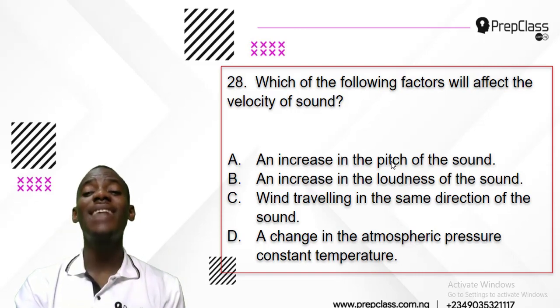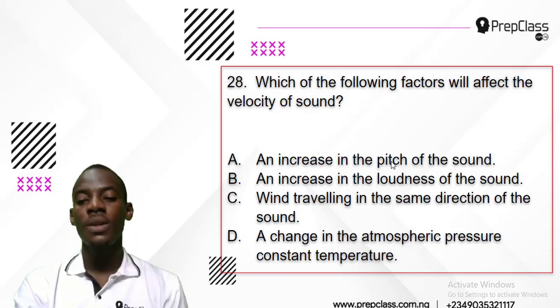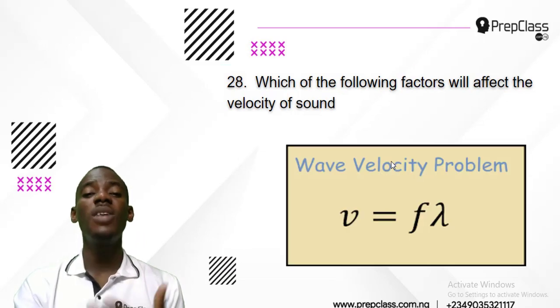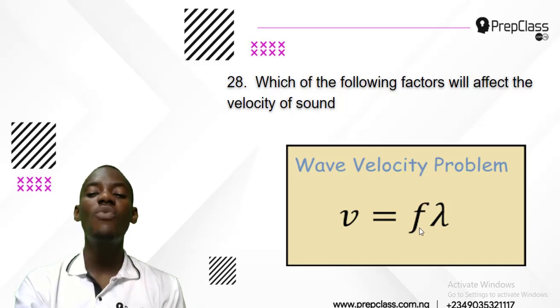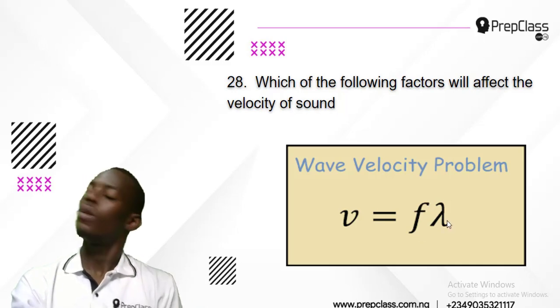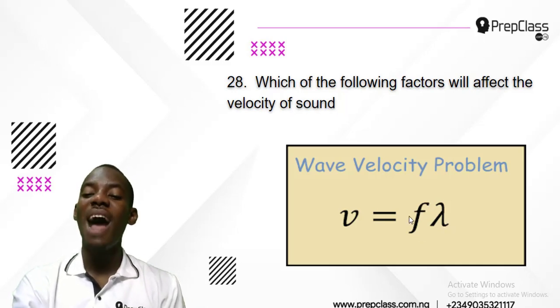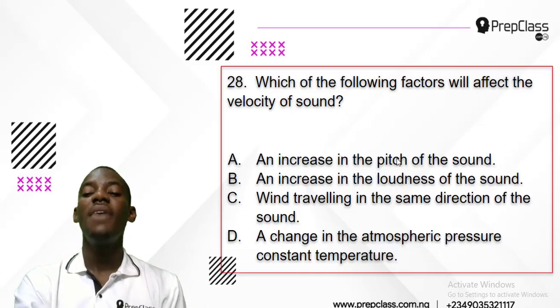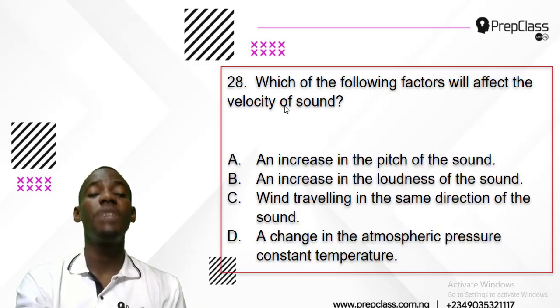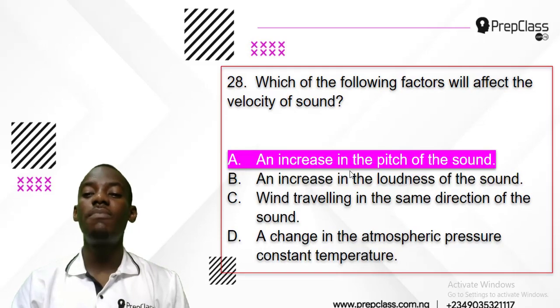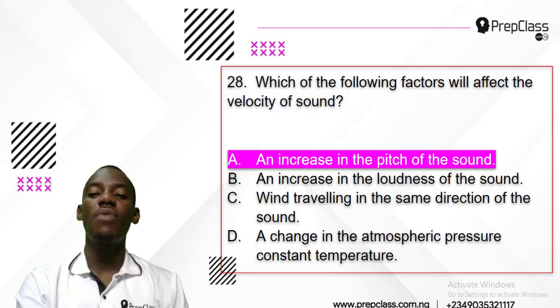Pitch is the answer to that question, because from this formula, we saw that the speed of sound is affected by frequency and wavelength, and frequency affects pitch. That's why pitch will therefore affect the speed of sound, and that is the answer for number 28. An increase in the pitch of sound is affected by the frequency of the sound.